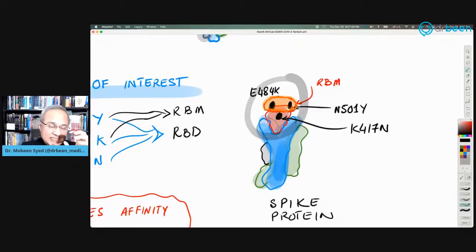Now, within the receptor binding domain, there is a specific part which actually connects with the ACE2 enzyme. That part is called the receptor binding motif. So two of the mutations in the South African variant were found to be in the receptor binding motif. That means the area that is actually connecting with ACE2 was changed.